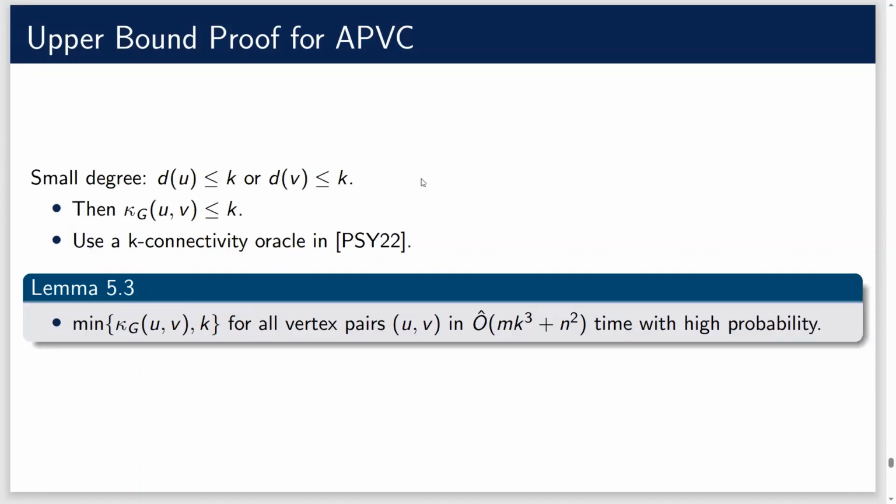On the other side, for small degrees, for du less than or equal to K or dv less than or equal to K, we know that their connectivity is smaller than or equal to K. Here we use a K connectivity oracle, and we extract a lemma that we can compute the K connectivity, which is the minimum of the connectivity for UV and K, for all vertex pairs U and V in O hat m K cubed, adding a square term, also with high probability.